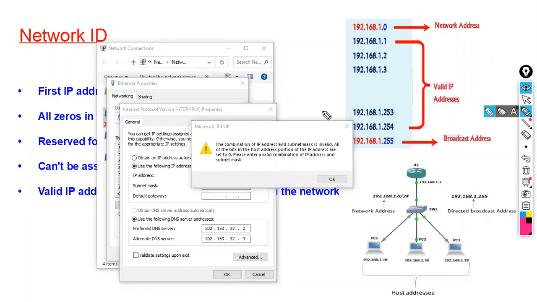So guys, it is saying the combination of IP address and subnet mask is invalid. All of the bits in the host address portion of the IP address are set to 0. Please enter a valid combination of IP address and subnet mask. So you can see it is not accepting the first IP address because it is saying that in the host portion all zeros are there.